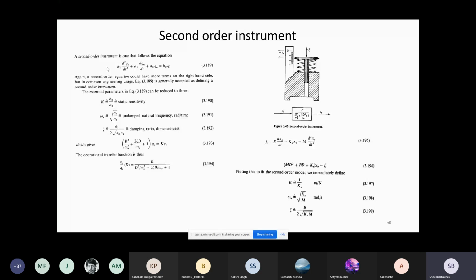That is, q0 by qi equals k omega n square by s square plus 2 zeta omega n s plus omega n square. If you write it in this way, from the coefficients of the transfer function you can easily determine the static gain k, the natural frequency of oscillation omega n, and zeta, which is the damping ratio. And from there, you can quickly have an idea how the system will behave when you give some input.